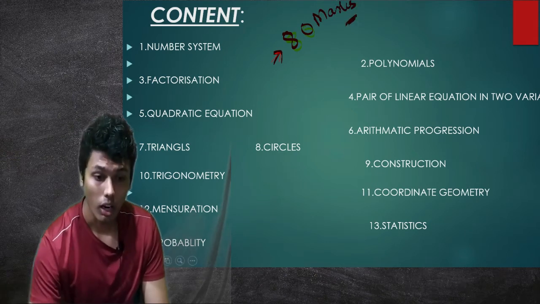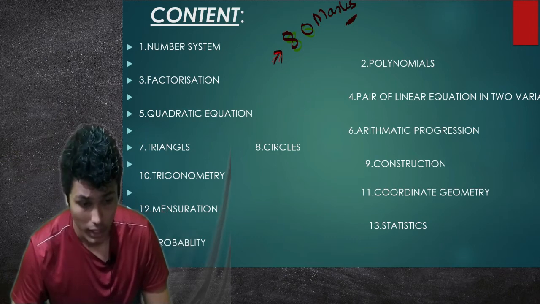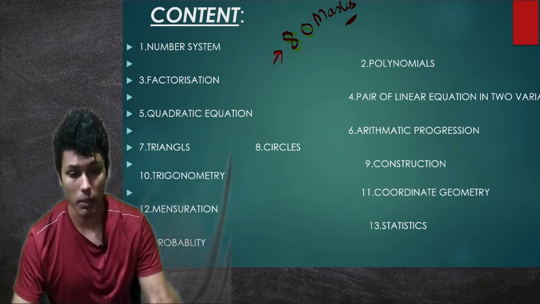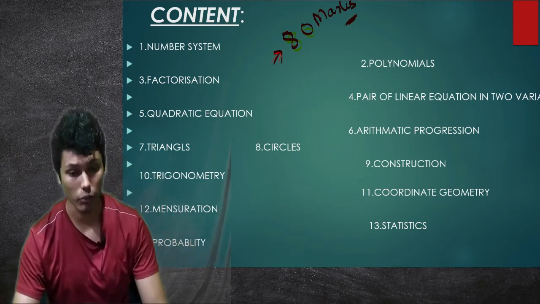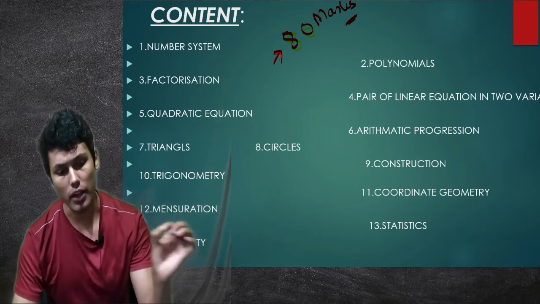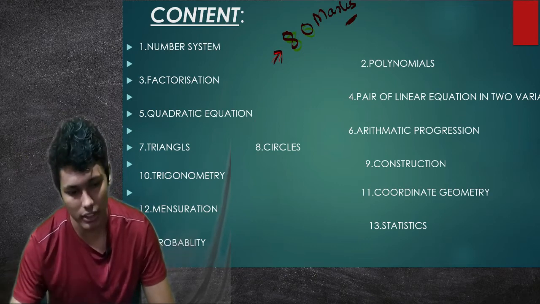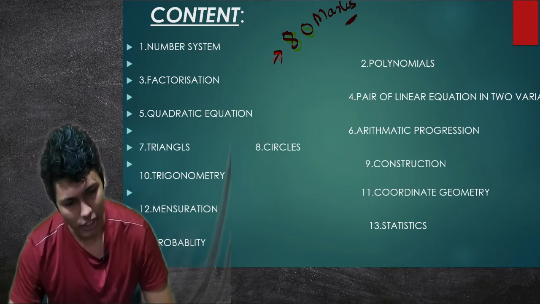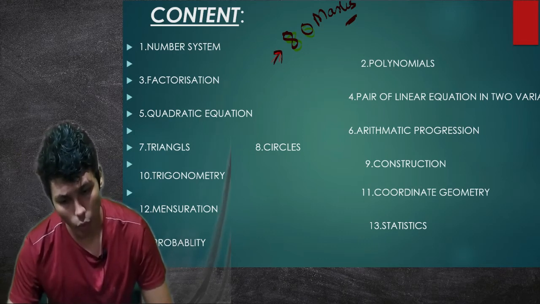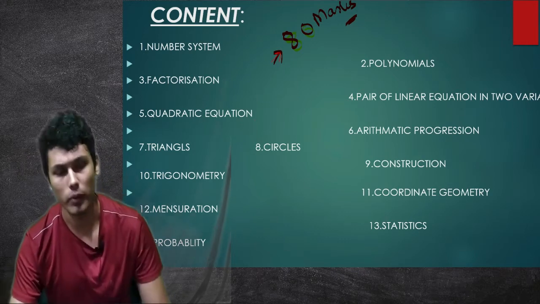This 80 marks is divided into these 14 chapters. Here are the chapters. Chapter 1, number system. 2, polynomials. 3, factorization. 4, pair of linear equations in 2 variables. Chapter 5, quadratic equations. 6, arithmetic progression. 7, triangles. 8, circles. 9, construction. 10, trigonometry. 11, coordinate geometry. 12, mensuration. 13, statistics. And 14, probability.